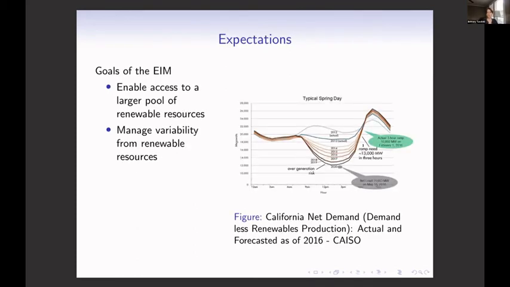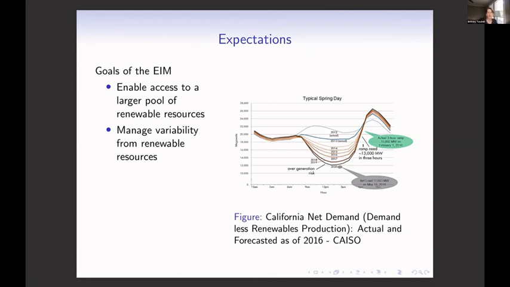So to set your expectations a little bit for this research, I wanted to talk a little bit more about the goals of the EIM. So one thing the EIM was intended for was to enable California to meet its renewable and clean energy goals. And so the EIM can help California do that by enabling access to a larger pool of renewable resources. So when we extend that market across the West, California has better visibility into different renewable resources that are operating in other states. So for example, when the sun is shining in Arizona, you could potentially send that solar power in, or when the wind is blowing in Wyoming, you could potentially send that wind power into California. So it can give them access to a greater pool of resources.